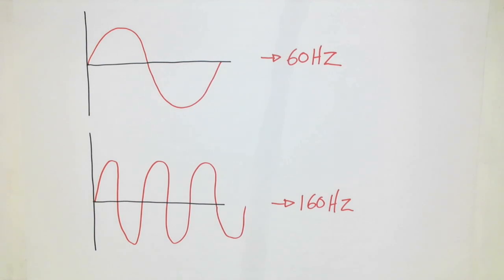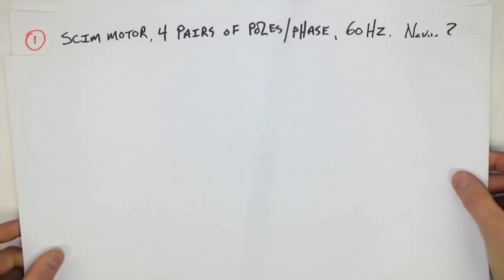So, a couple of different things that affect the speed of the motor. And we'll discuss these in more depth as we go along. Well, let's take a look at a few examples now. All right, so we're going to calculate the synchronous speed of a couple of different motors. The first one we're going to look at is this one.